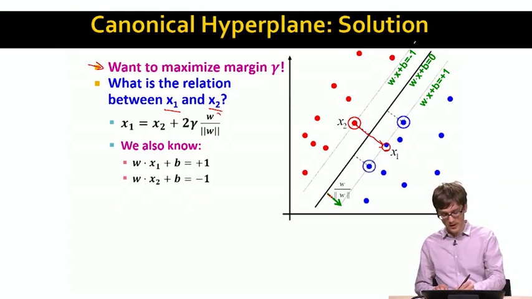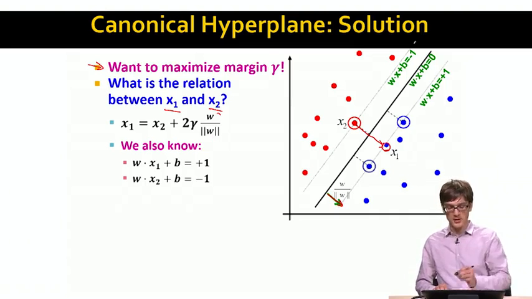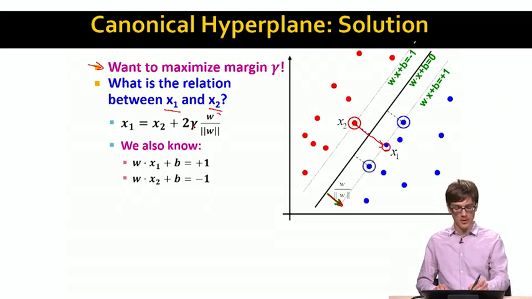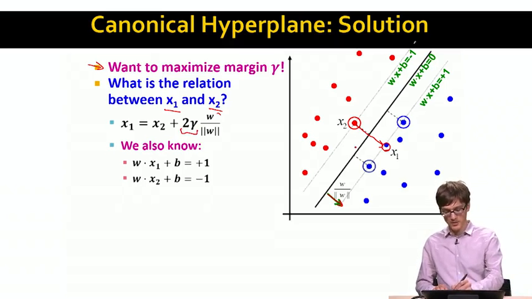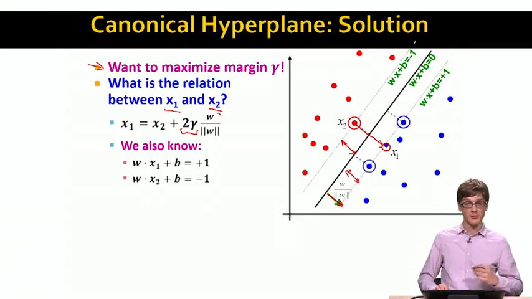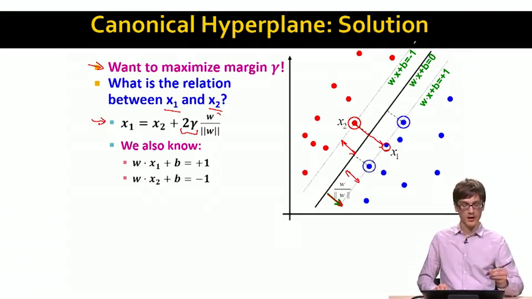So if I have my vector w, then what's the distance between x and y? I simply have to take this vector w and multiply it by twice the margin, because there's one unit of margin gamma here and another unit of margin gamma at the bottom. So that's the first equation that we know.